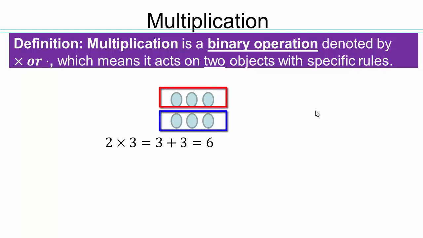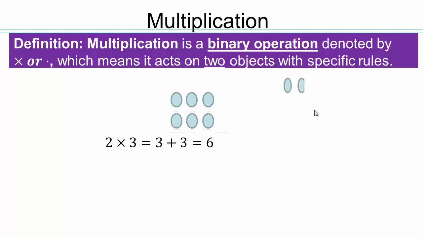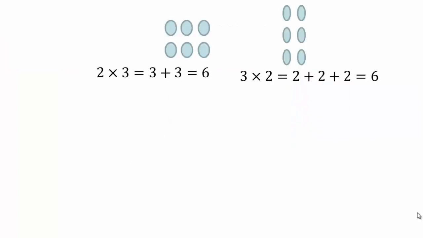So 2 times 3, we're going to interpret that as 2 rows of 3 objects, which is basically 3 plus 3 or 6. We can also look at 3 times 2, so that would be what? 3 rows of 2 objects. So that would be the same as 2 plus 2 plus 2, 3 times, which will give me 6. So you can see how with whole numbers, multiplication is really repeated addition.